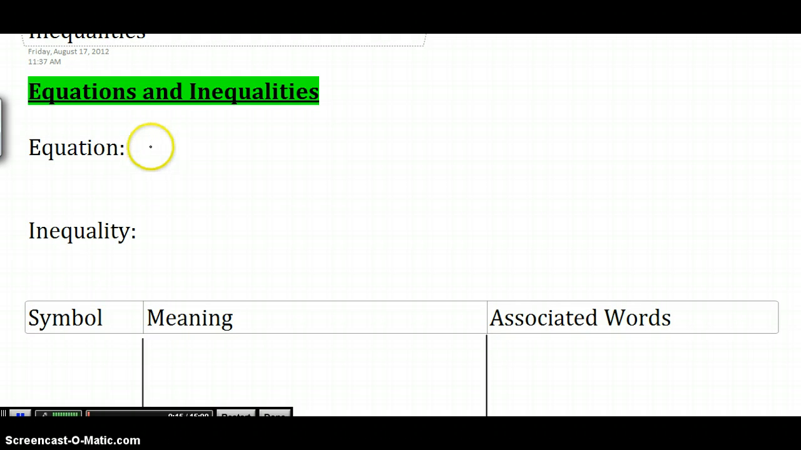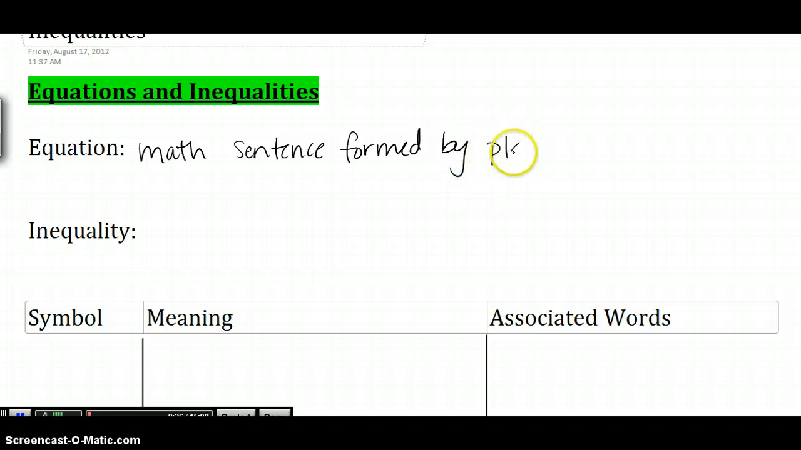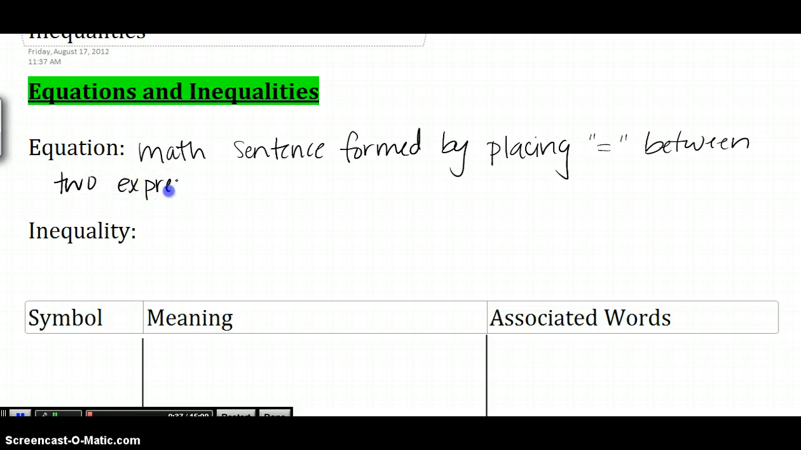First off, an equation is just a math sentence formed by placing an equal sign between two expressions. So you take two expressions, put an equal sign in between them, and you have an equation. Inequality is the same thing, except you're not going to put an equal sign. It's going to be an inequality.